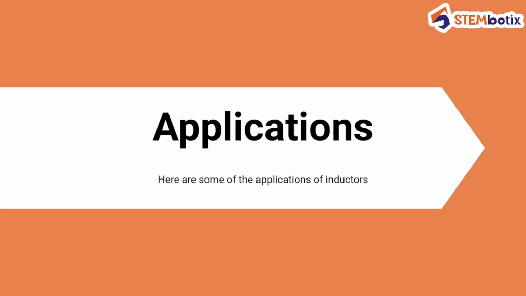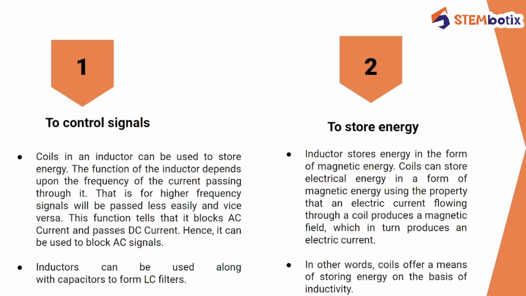So this was all about the types of inductors. Now let us see the applications, the application areas of inductors. The first application is to control the signals. Coils in an inductor can be used to store energy. The function of the inductor depends upon the frequency of the current passing through it. That is, a higher frequency signal will be passed less easily and vice versa. So whenever you want to control the signal, you can use inductors.